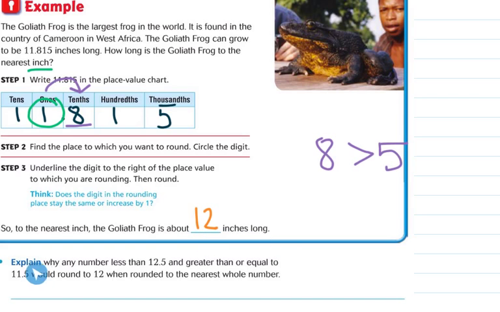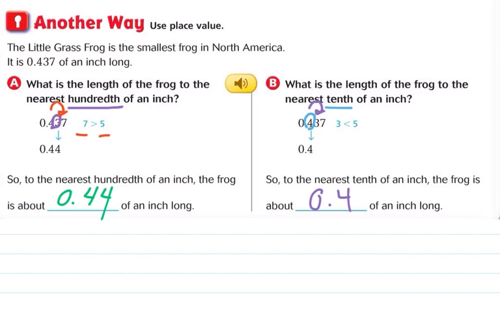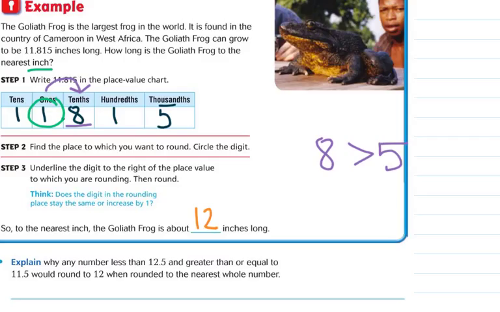Now, boys and girls, over here it says explain. Why would any number less than 12 and 5/10 and greater than or equal to 11 and 5/10 round to 12 when rounded to the nearest whole number? This is something we're going to discuss in class a little bit more. But that's something I want you to take the time to think about.